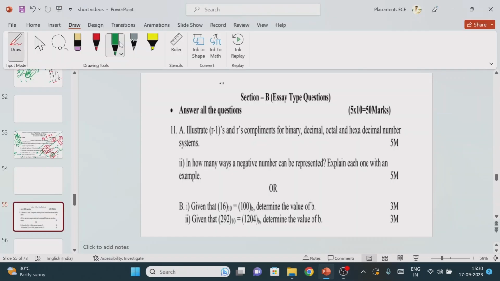Hello, welcome back. We'll see some more questions. These are the long type of answers which were asked most of the time in the university examinations, the end term examination. We'll see that one by one.